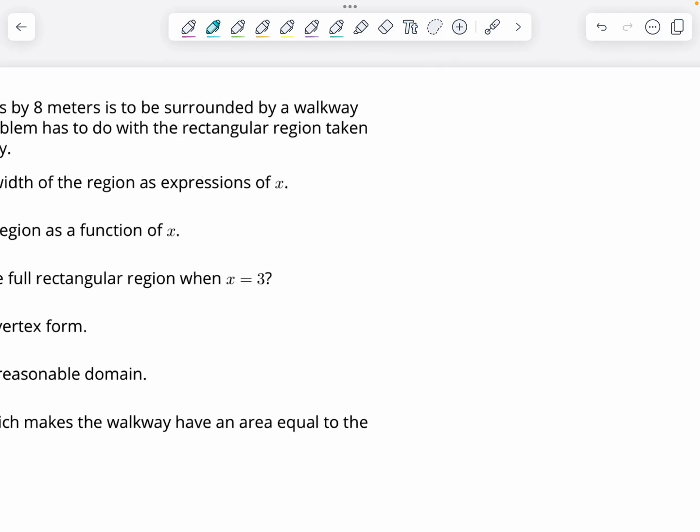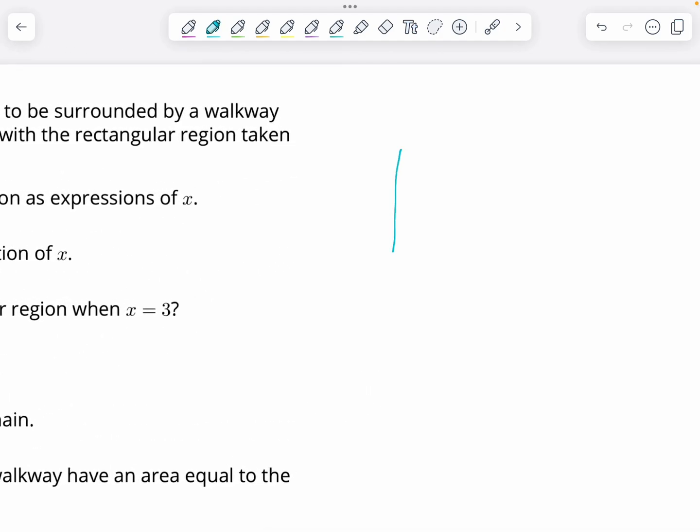So it says we have a pool that is 6 meters by 8 meters. So 6 by 8. I'm going to go ahead and calculate the area of that because we will need that in just a second. So 48 square meters is the area of the pool.